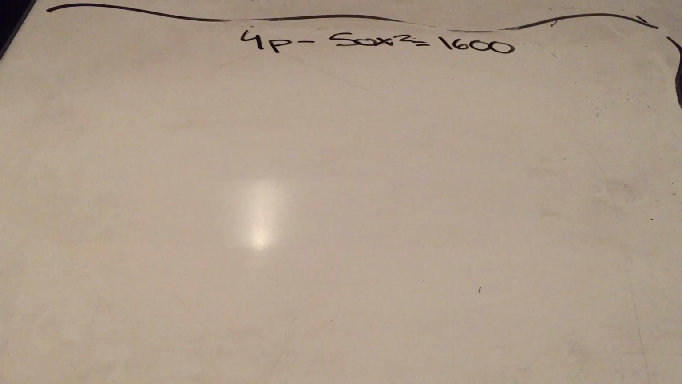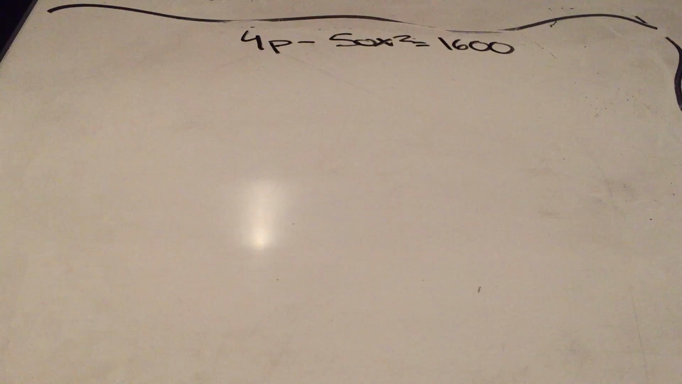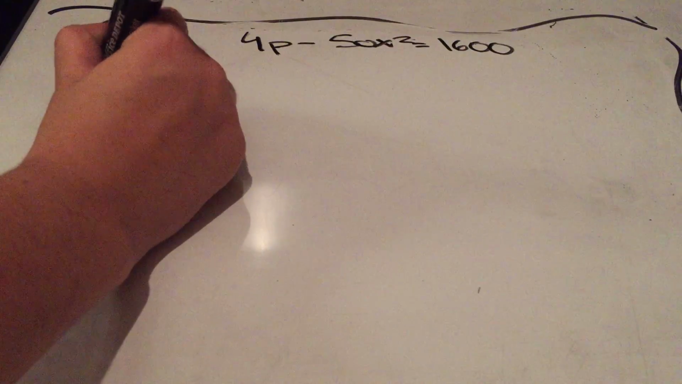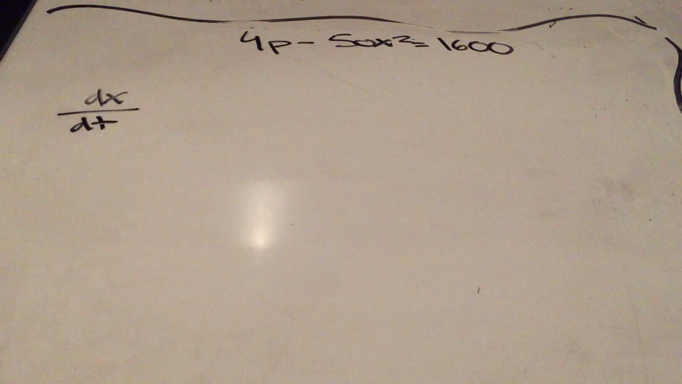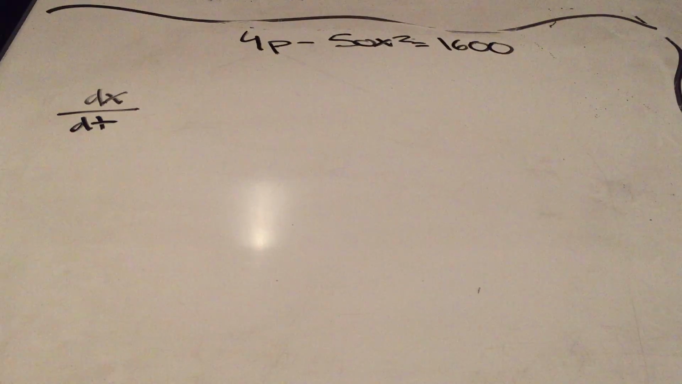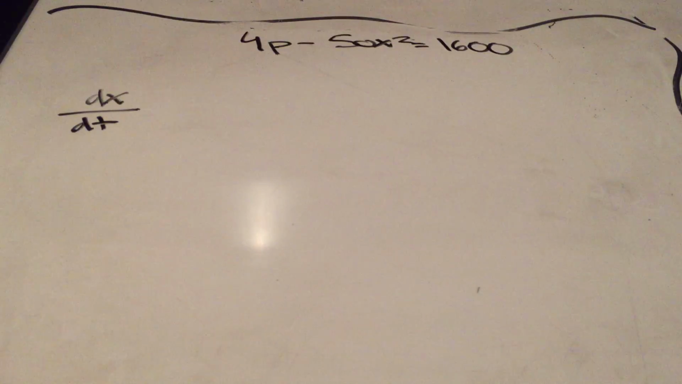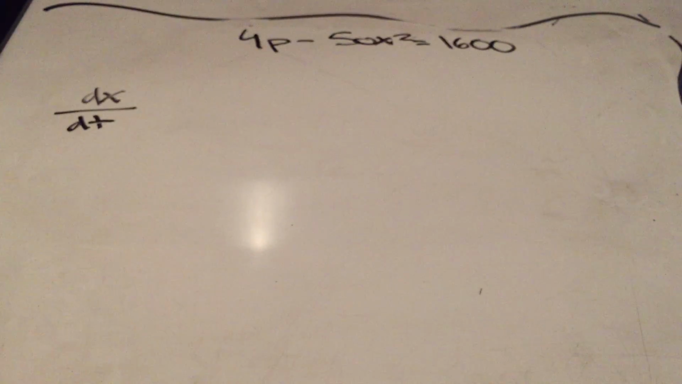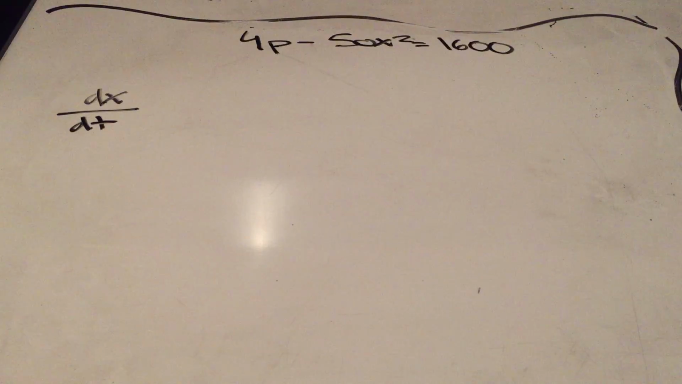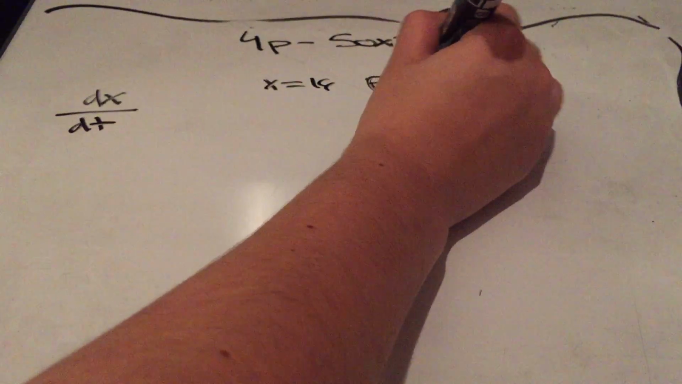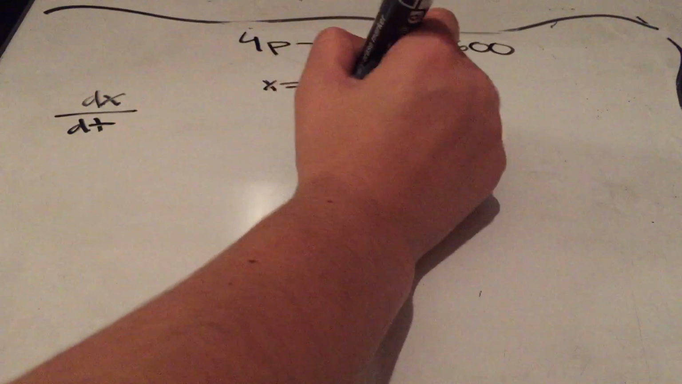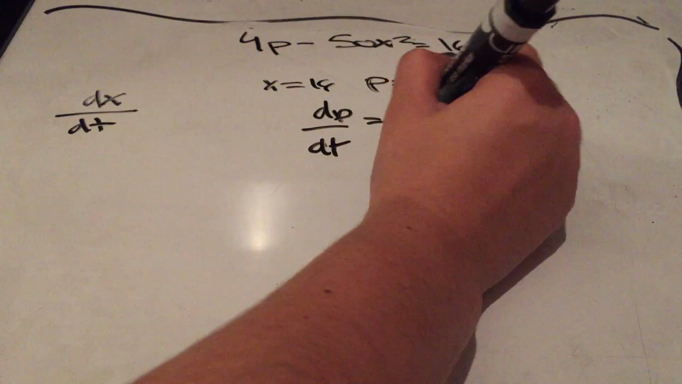So let's go back to the question. Quantity demanded weekly changing. When quantity is x, you want the derivative of x with respect to time, so it's going to be dx over dt. How fast is the quantity changing with respect to time? And we want to know that when x is 16 and p is 60, and the price per tire is increasing at a rate of $5 per week. So the rate would be dp over dt. Let's write this down: x equals 16, p equals 60, dp over dt, which is the rate, equals 5.